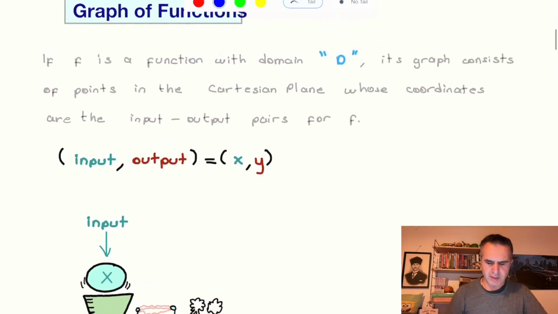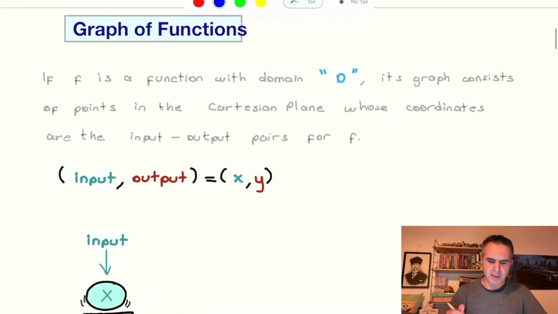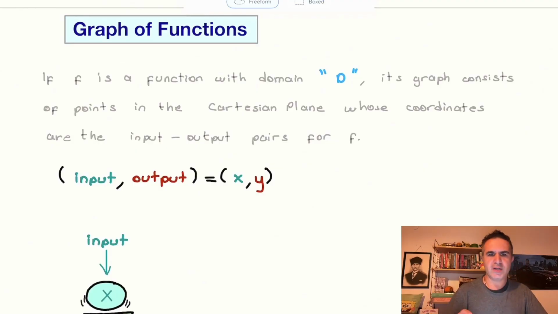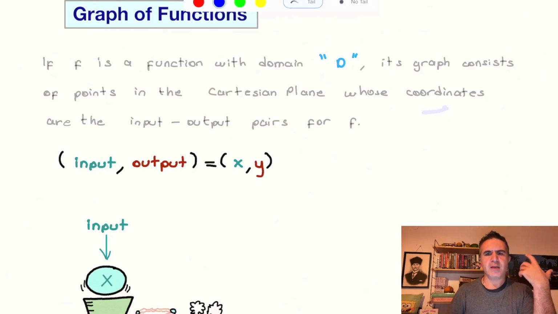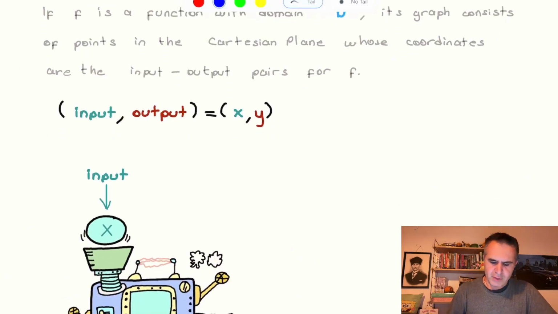First, this is the second video, and in this video, we will study graph of functions. If f is a function with domain D, its graph consists of points in the Cartesian plane whose coordinates are the input and output pairs for the function f. We usually show the input values as x and the output values as y.